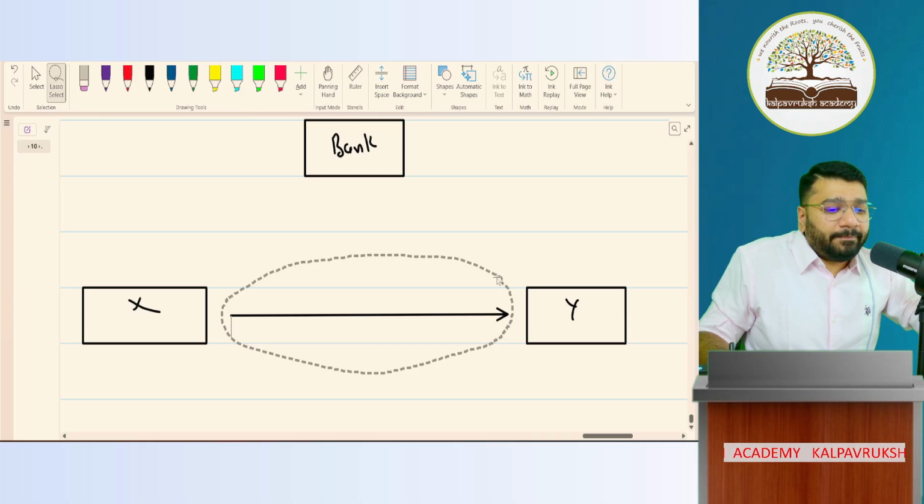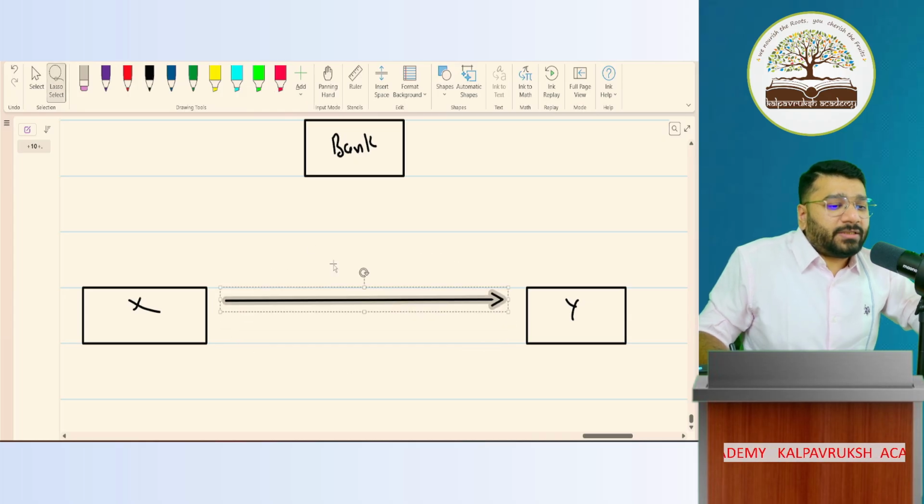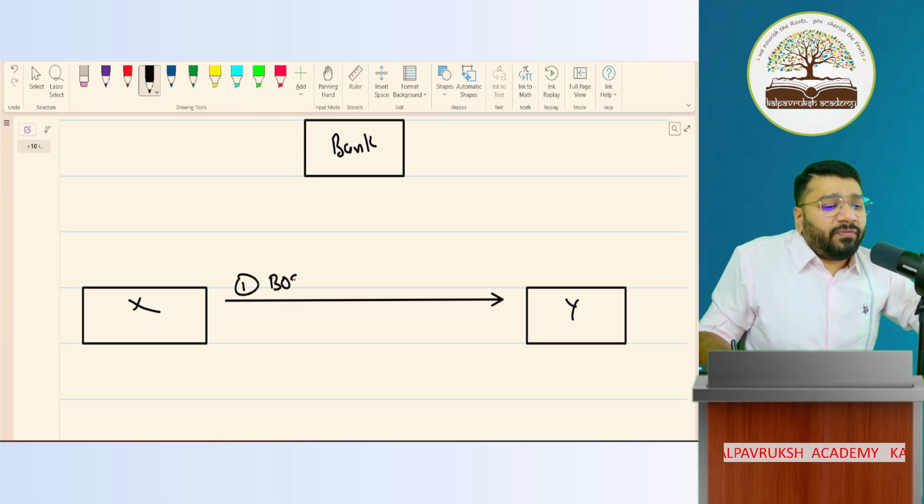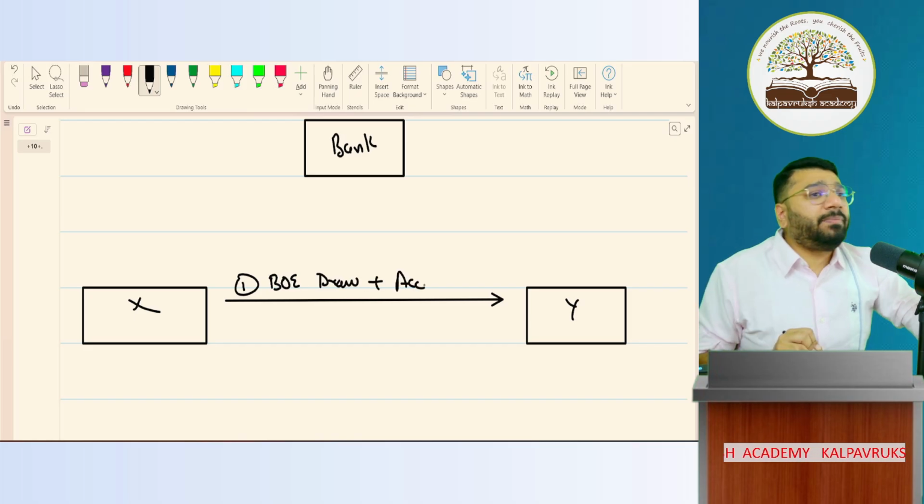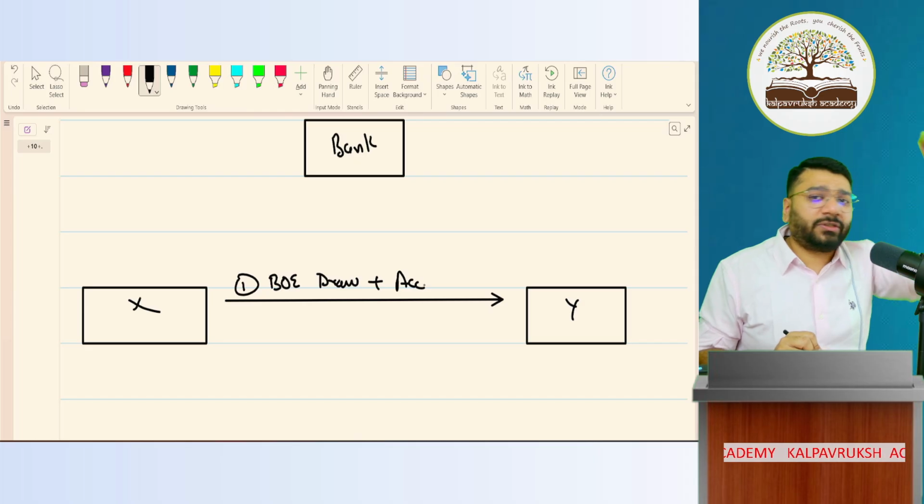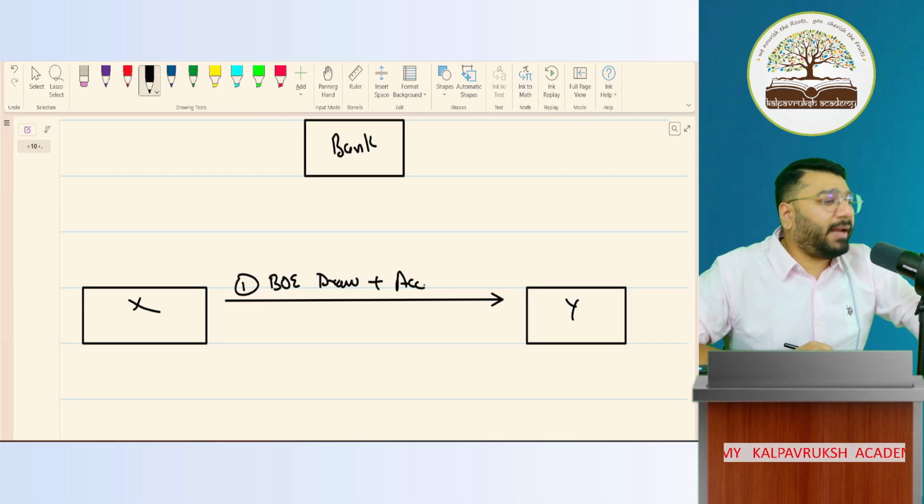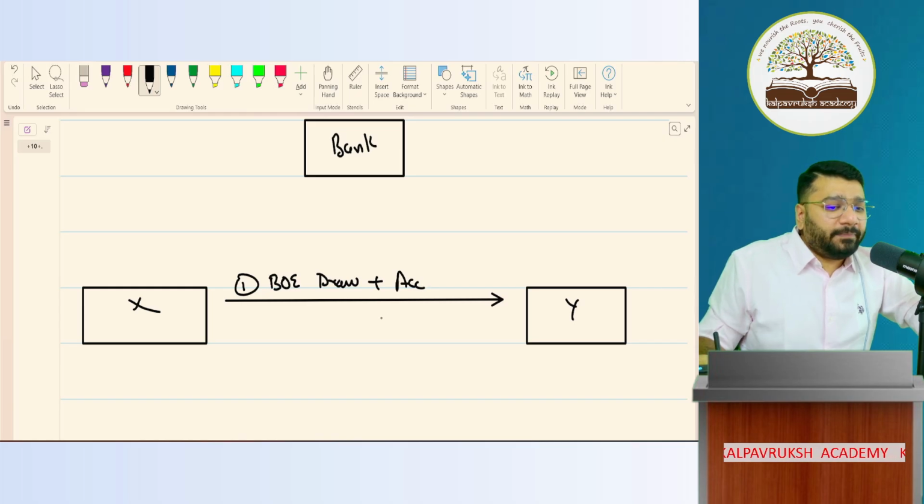Bill is drawn by X on Y. So first transaction is bill of exchange drawn plus acceptance. If both of them are happening together, it is one transaction. Got it? Not got it? Okay.